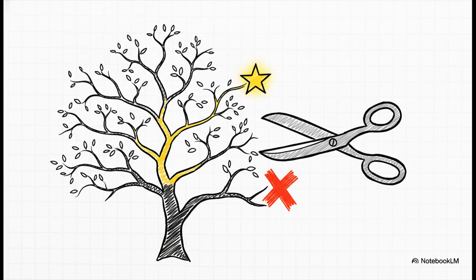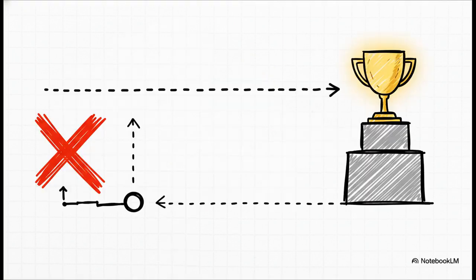I mean, if a path already looks like it's going to be worse than a pretty good solution we've already found, why bother with it? We need a smart way to prune these unpromising branches right off of our map. And we do this with something called a bounding function. It's a really clever two-part process.